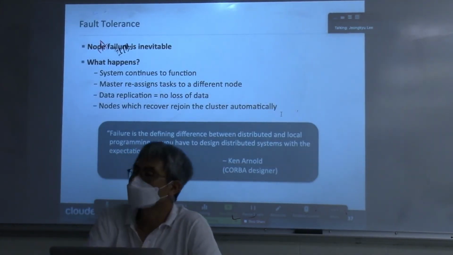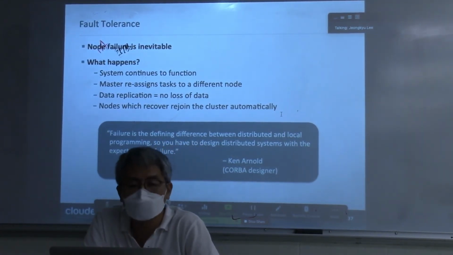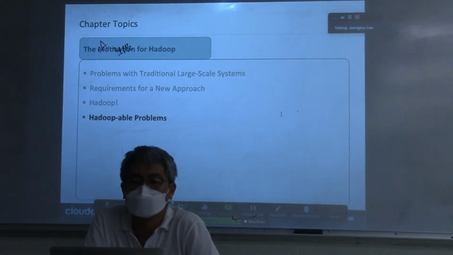For fault tolerance, you have seen the example of fault tolerance, because it has at least 3 copies of the data, so you can keep it.